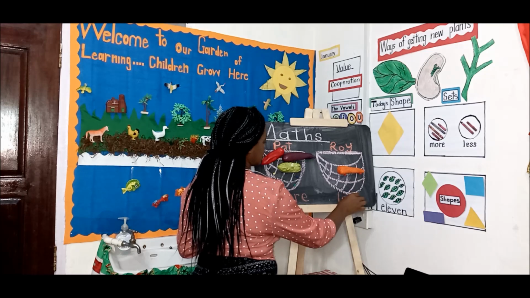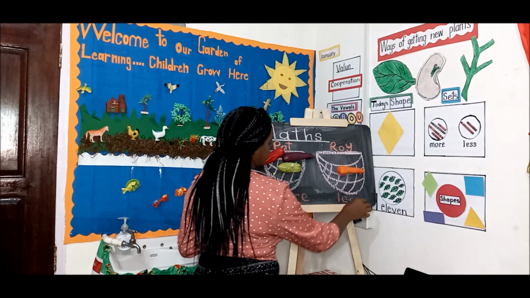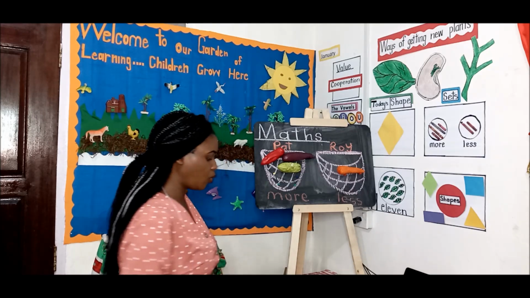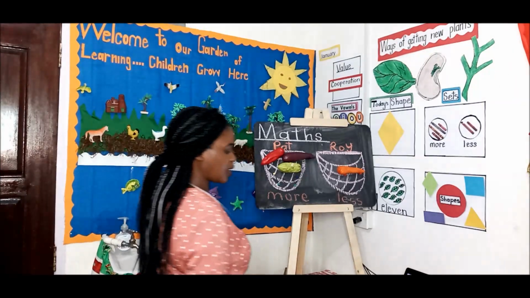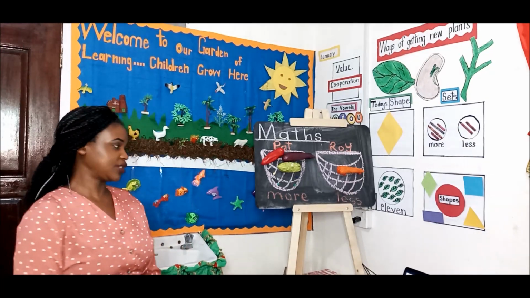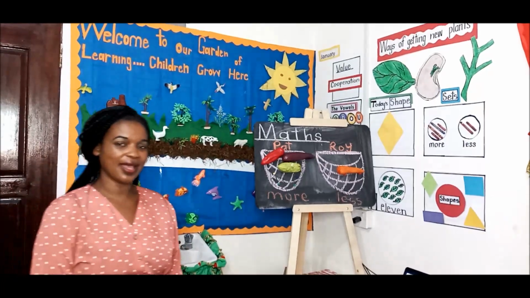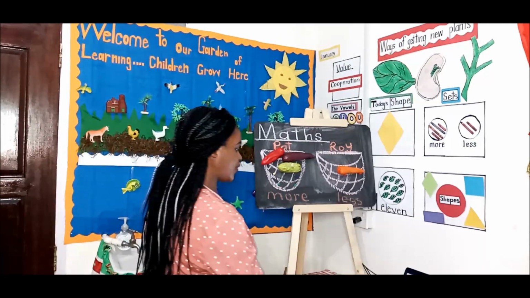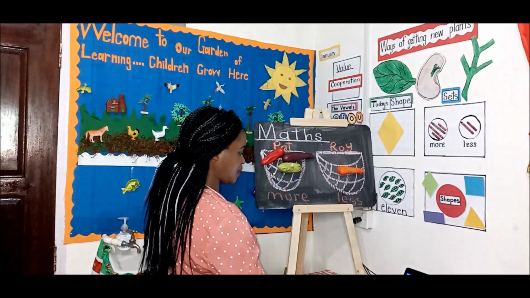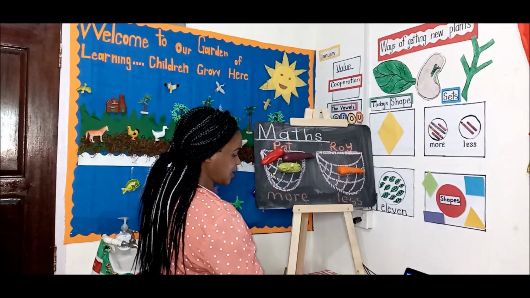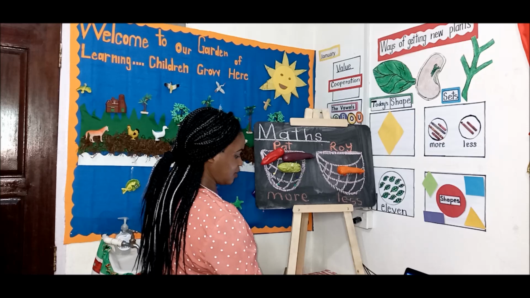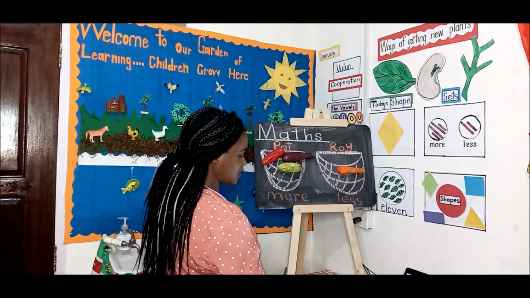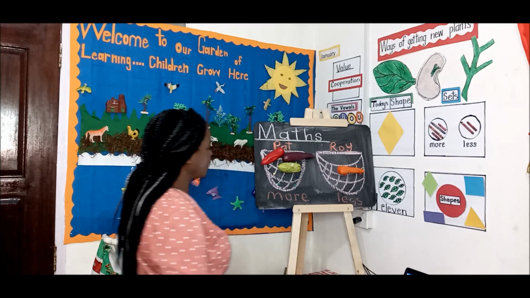Okay, boys and girls, so I enjoyed that little story. Okay, so the story is about more and less. Okay, and who has more vegetables? Pat has more vegetables. Let's say that together. Pat has more vegetables. Who has less vegetables? Roy has less vegetables. Let's say that together. Roy has less vegetables. Okay, boys and girls, so that is it for mathematics.